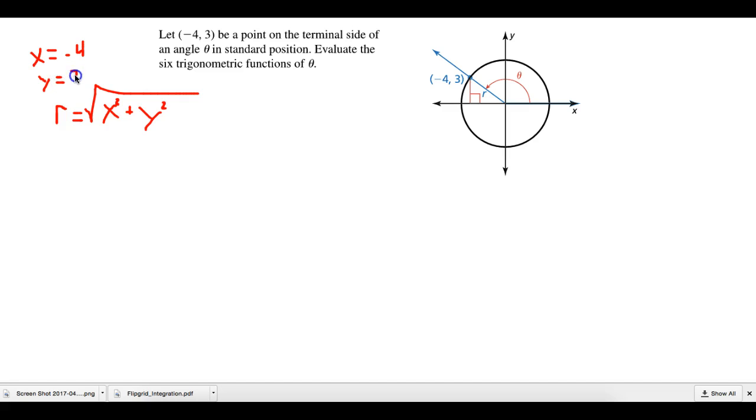Okay, so again, all we're doing right now, I haven't done any work. I've just taken our 2 values from our coordinate point, and I've written down our formula for r. So if we take r and we plug in x and y, we end up getting the square root of negative 4. Remember, the negatives are important. You have to include the signs with it. So negative 4 squared plus 3 squared.